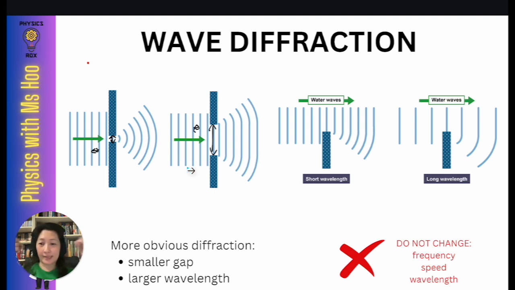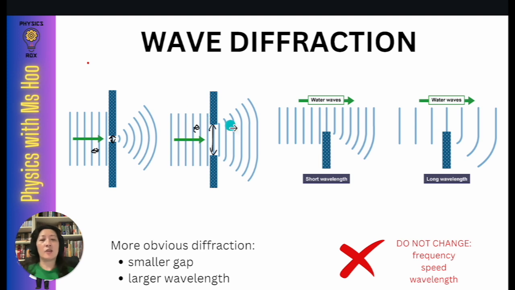Therefore, it should make sense that if you have a larger wavelength, there will be a more obvious diffraction, because when you have a larger wavelength, then the gap size is easier to be smaller than the wavelength, right? So that's why you get a more obvious diffraction when there's a larger wavelength. So this is true not only for gaps, but also for single obstacles. So essentially, a single obstacle also causes diffraction because the wave will bend around the obstacle and spread out.